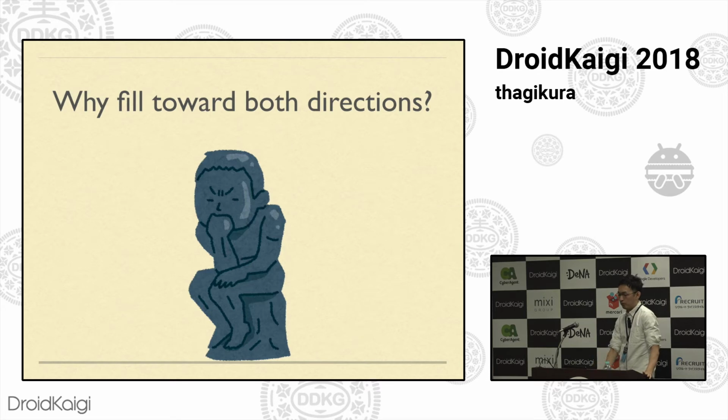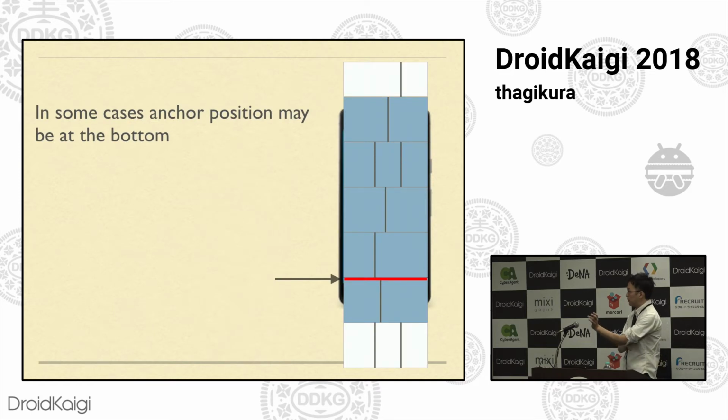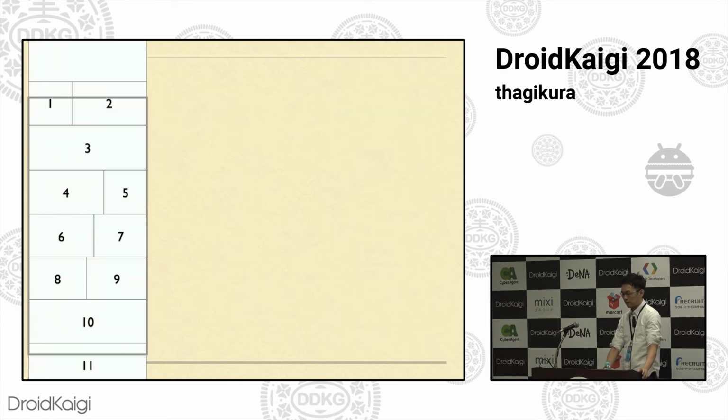Then maybe some of you may be wondering why it fills in both directions, toward both the bottom of the screen and the top of the screen. Because in some cases, the anchor position may be at the bottom. Let me explain why. For example, let's assume you have a screen like this, and please assume the gray rectangle is the visible portion of the device.